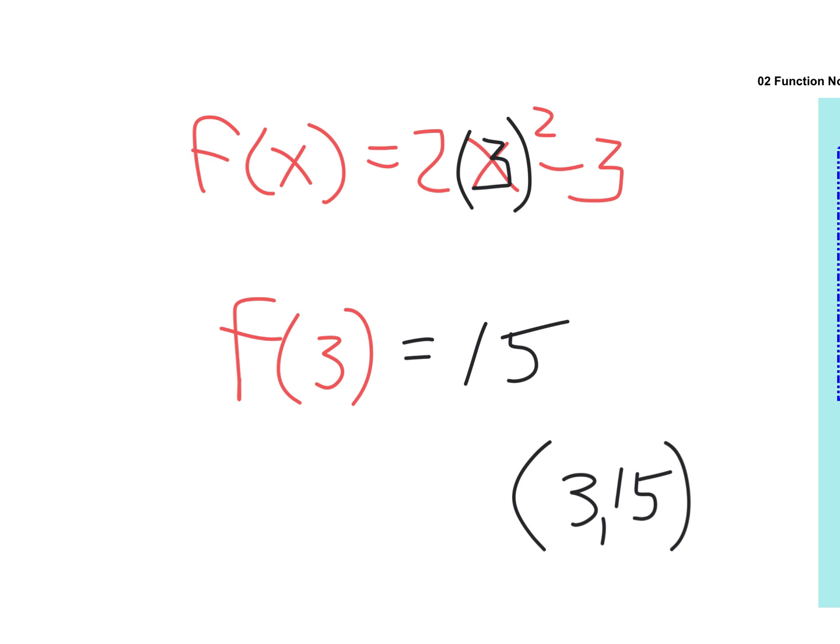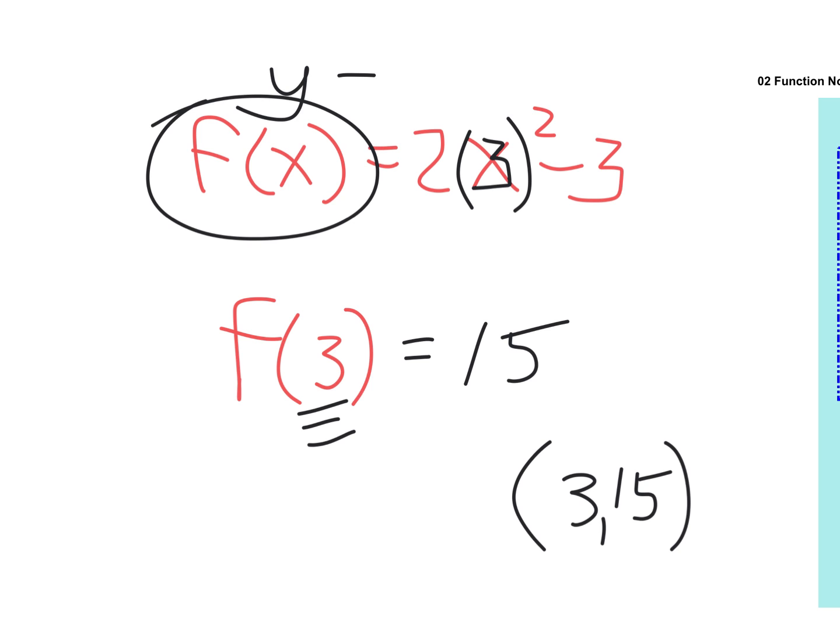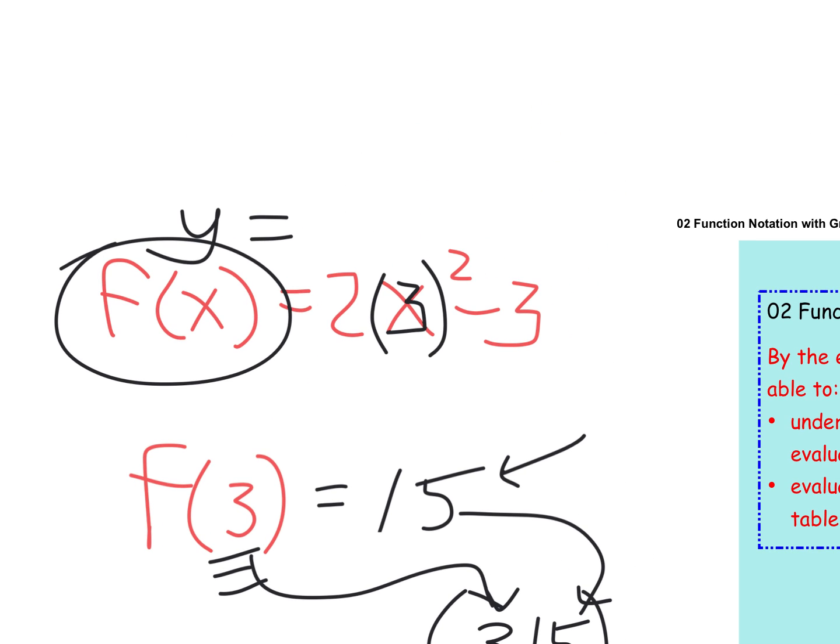Awesome. Do you know that that's the point 3 comma 15? If you've never processed that before, this was the x. And remember, this whole thing is y equals, right? That's the y. So 3 comma 15. Okay? All right. So what if I asked you for f of m?